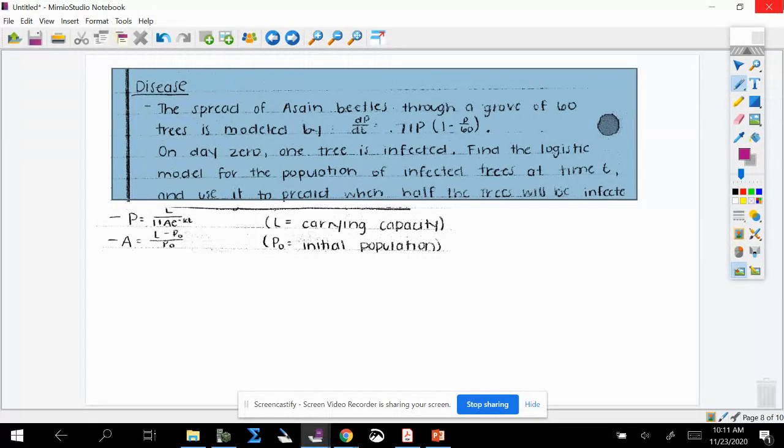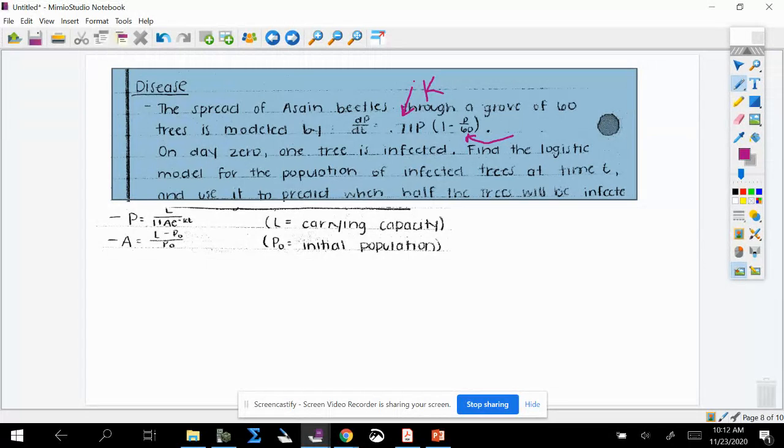And we have a grove of 60 trees and we're spreading it by the equation dP/dt, and then that is listed for you. Notice my 60, which is my carrying capacity, is the denominator here. This value right here, the 0.71, that's going to be your K value. Sometimes they will give you a K value. Sometimes you have to go through the work of finding it yourself. But this one's kind of nice because they do give you a K value of 0.71.